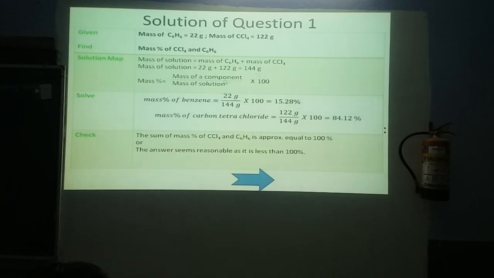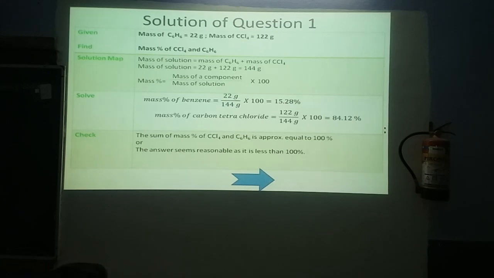Now putting the formula, mass percentage is equal to mass of a component divided by mass of solution multiplied with 100. Then we get mass percentage of benzene is equal to 22 into 100 divided by 144. We will get after the solution 15.28%.